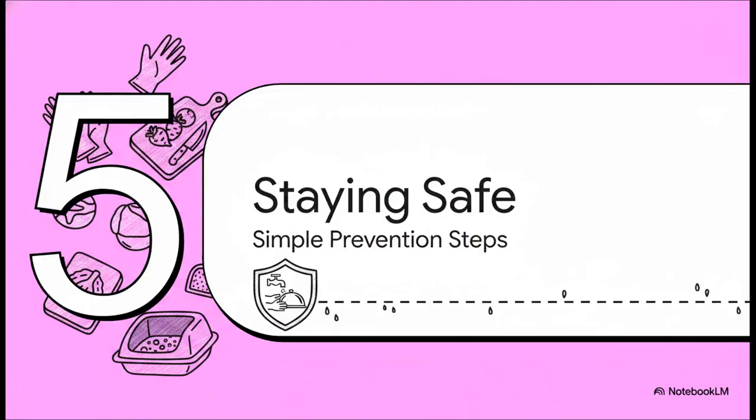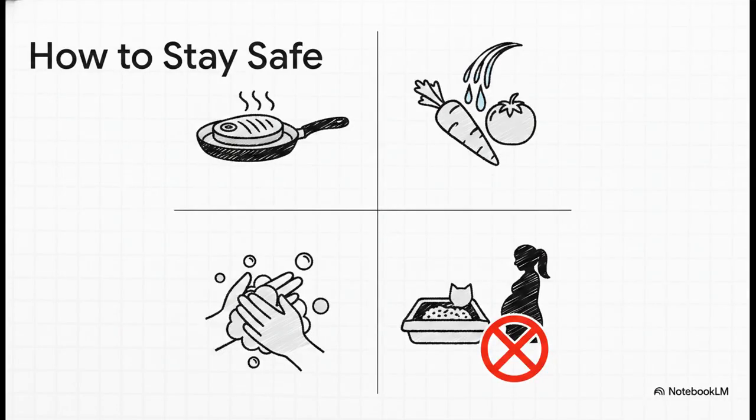Okay, now after hearing all that, the most important question is, how do you protect yourself? The good news is that prevention is actually pretty straightforward. This really boils down to 4 key habits. First, cook your meat all the way through to kill any potential cysts. Second, wash all your produce carefully. Third, simple hygiene. Wash your hands with soap and water after things like gardening or handling cat litter.